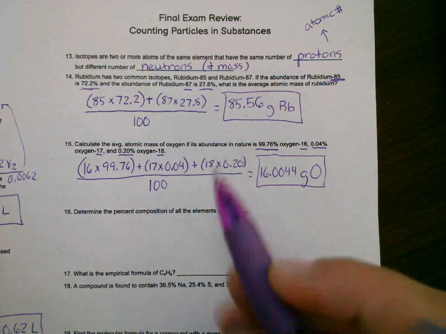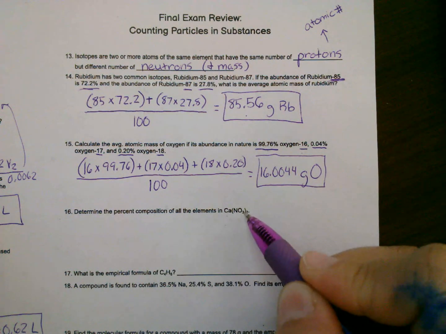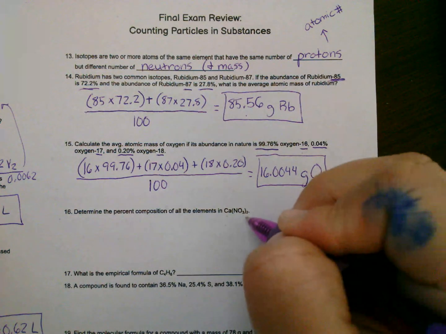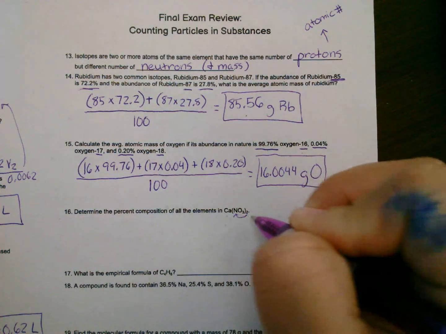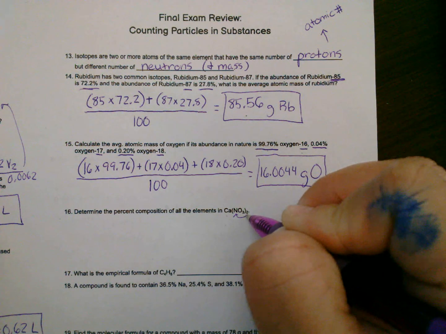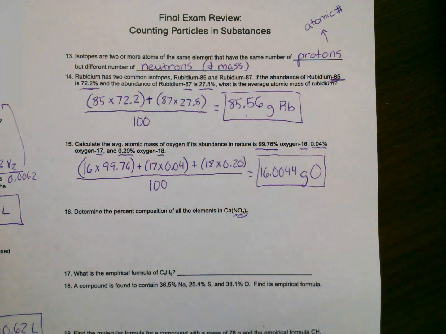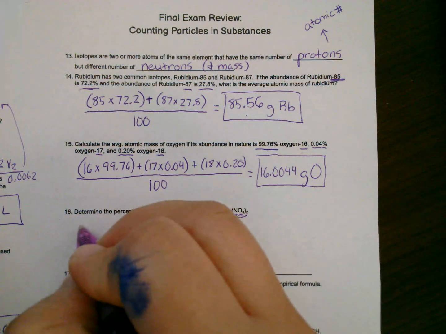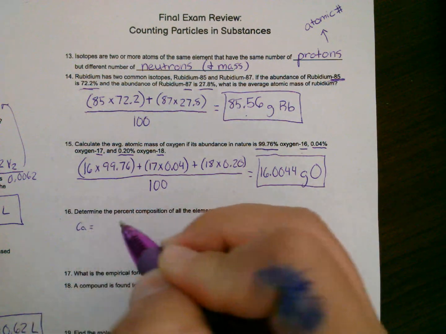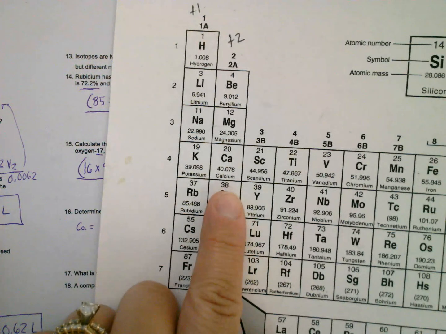So first, let's count the atoms. We have 1 calcium. We have a 2 outside of a parentheses for N and O, so that means we're going to have 2 nitrogens. And since we already have 3 oxygens, we're going to do 2 times 3. That makes 6 oxygens. So calcium is just 1. And if we look at our periodic table, we can see that calcium is 40.078.